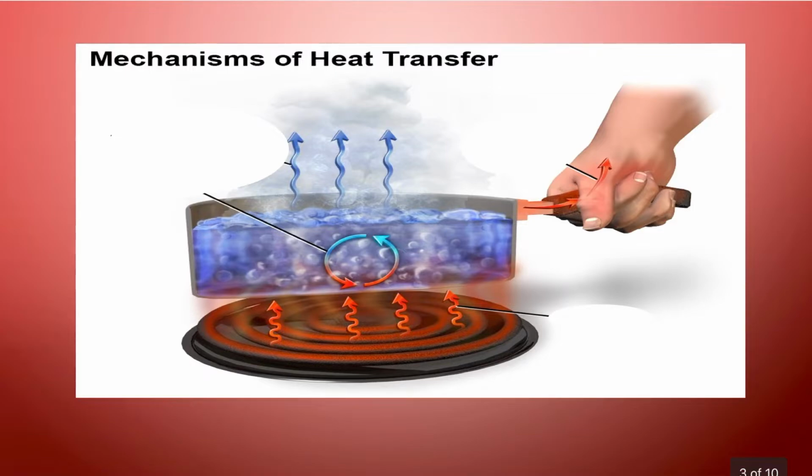Now we are going to talk about the mechanisms of heat transfer. The heat transfer can occur by one of the three methods or even by the three methods at one time. These three methods are conduction, convection, and radiation. Again, conduction, convection, and radiation.